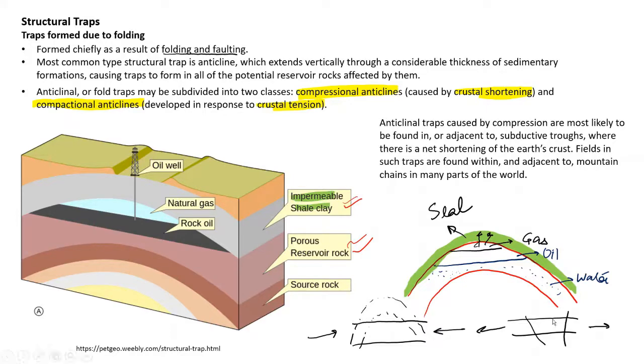The anticlinal traps caused by compression are most likely to be found in the subductive troughs, where there is a net shortening of the earth's crust. Net shortening means the crust is being folded, and such traps are found adjacent to mountain chains of the world, because you are aware that whenever there is a mountain building process, the strata gets folded.